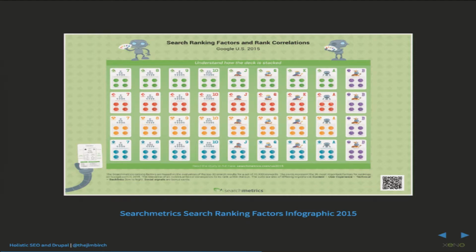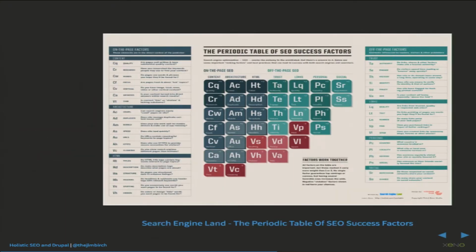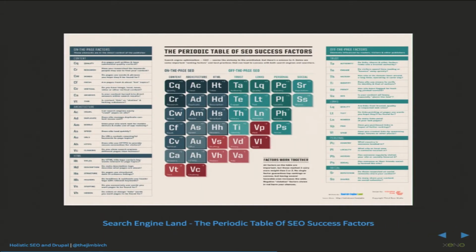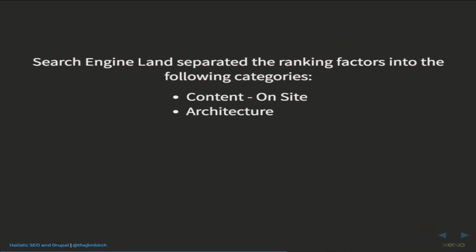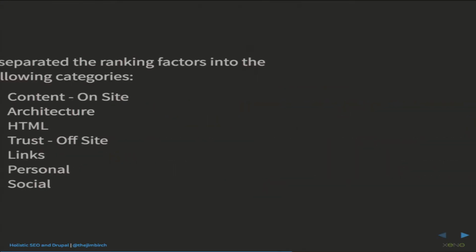This is SearchMetrics ranking factors from last year. They broke it into a deck of cards and put values on it. They break it into a few different categories: content, user experience, technical, backlinks, and social. Search Engine Land broke it up into a periodic table of SEO success factors. This one's broken down even more. It has on-page on the left and off-page on the right, and then categories very similar to what SearchMetrics has: content, architecture, HTML, trust, links, and social.